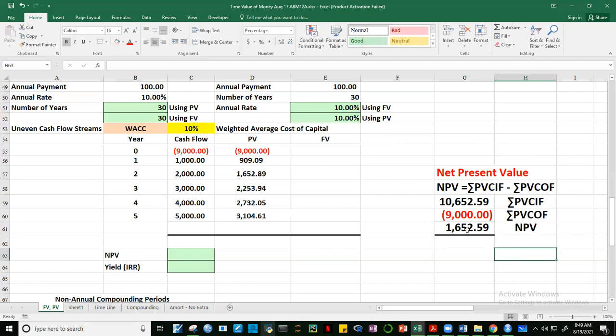And the decision rule, guys, is that if the net present value is positive, then okay yung project natin. Kasi mas malaki yung present value ng cash inflows as compared to the present value of your cash outflows.